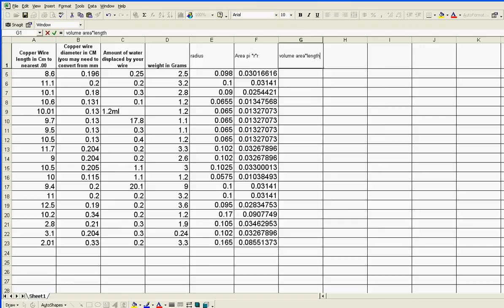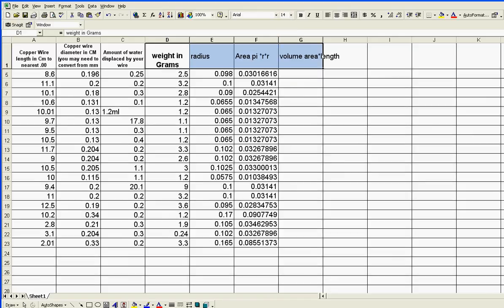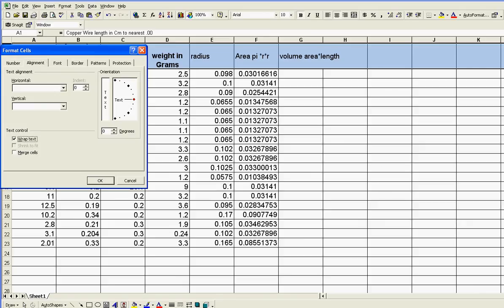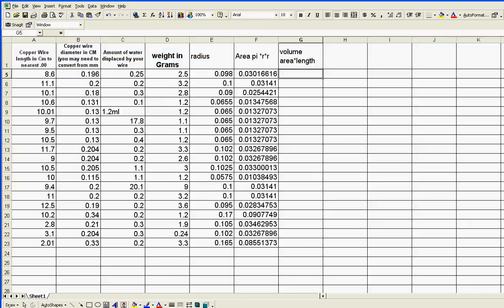All right, I'm going to actually increase the size of this font so you guys can see it a little better. There you go. That's a little bigger. And I'm going to wrap. I'm going to take all these guys and format the cells, alignment, and if you click wrap text, everything wraps nice and neat and fits. Okay, so the volume equals the area times the length. So I'm going to type in equals the area, which is this, times the length, or the height, depending on how you look at it. Boom. Now that's your volume.